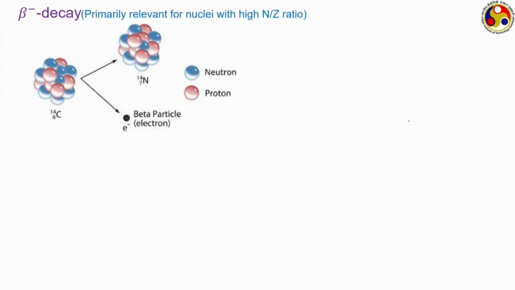Now, I come to the beta decay. Beta decay is relevant to any kind of nucleus, heavy or light, but those which are having a high n to z, n by z ratio.